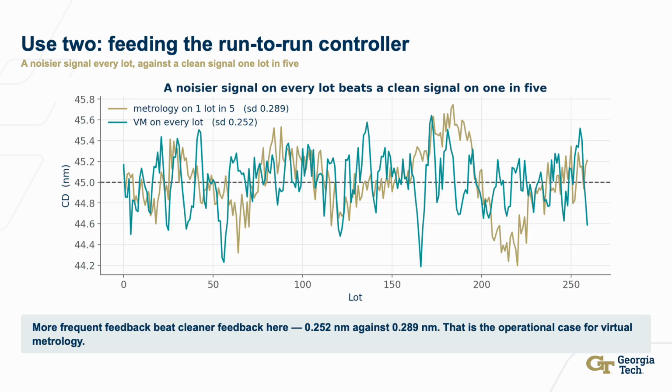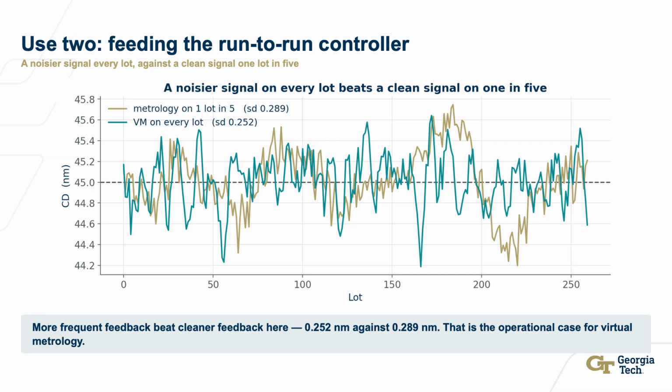And the reason is the dead time we drew in lecture 1 of this pair. The controller that updates every fifth lot lets the 4 lots of drift accumulate before it responds. Reducing that delay is worth more than reducing the noise. That is not unconditional. Push the prediction noise high enough and the noisy but frequent signal loses, because the controller starts chasing the model error.